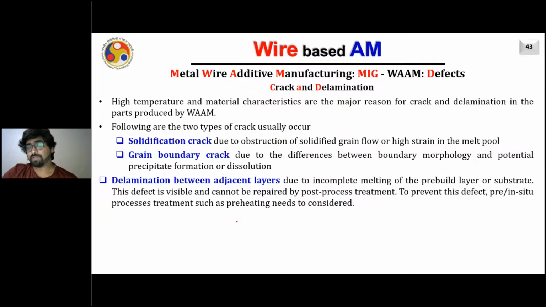So what is the solution for delamination? Because I said it's lack of fusion, even if you are increasing the current, that's not helping you much. So in that case, you sometimes need to do preheating of the substrate, so that you can now deposit the material, and there's a good possibility that good adhesion may take place.